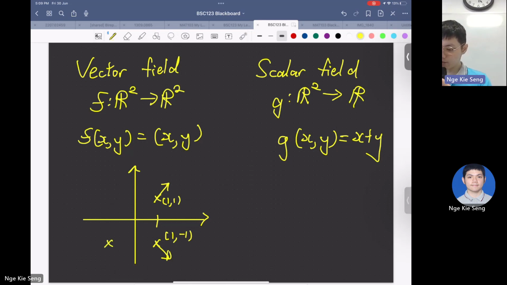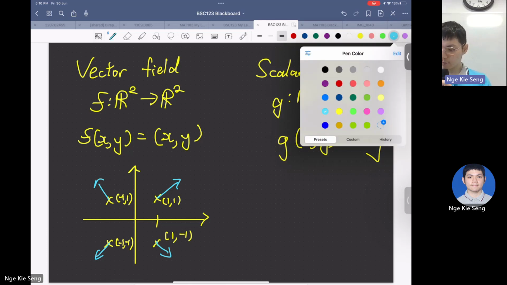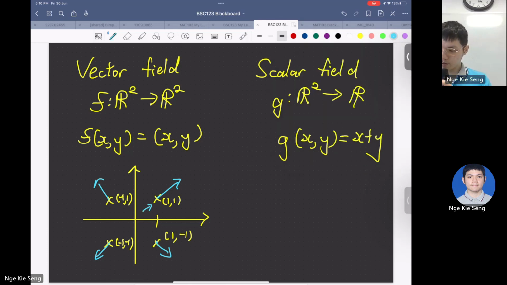And then, maybe I use another color, I get a vector here and here. Here is (-1,1). Here is (-1,-1). So at every point, we have a vector. What's the vector at 0 in this case? It is the zero vector. So this is a vector at every point.